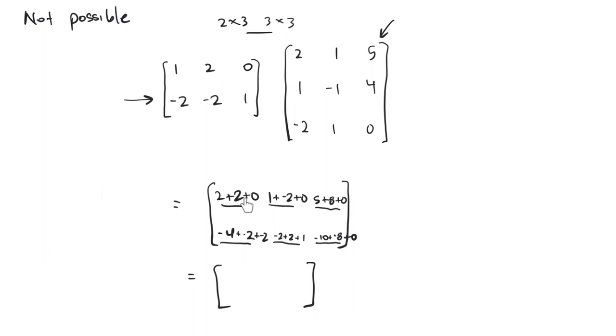So we have 2 plus 2 plus 0, which is 4. 1 plus negative 2 plus 0 is negative 1. 5 plus 8 plus 0 is 13. Negative 4 plus negative 2 plus negative 2 is negative 8. Negative 2 plus 2 plus 1 is 1. And negative 10 plus negative 8 plus 0 is negative 18.